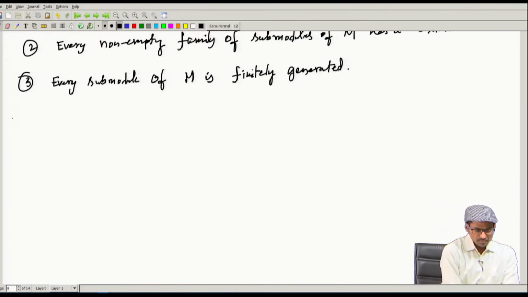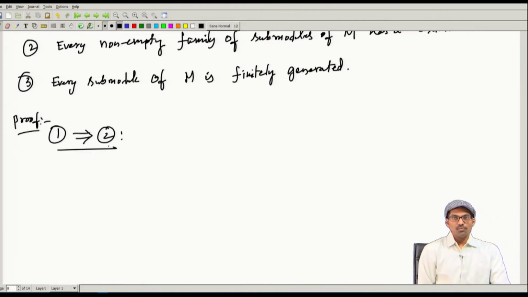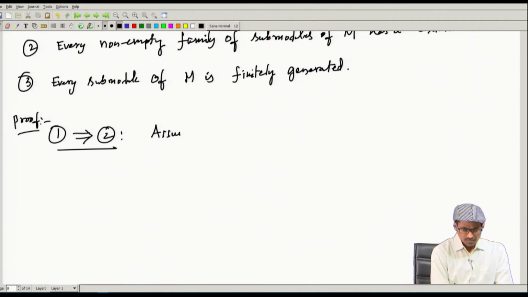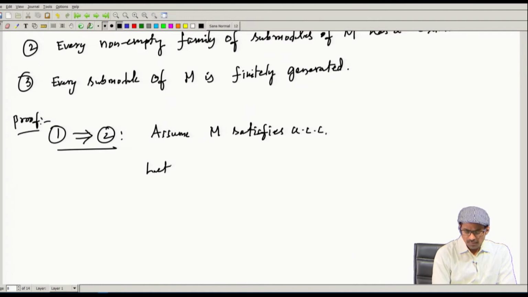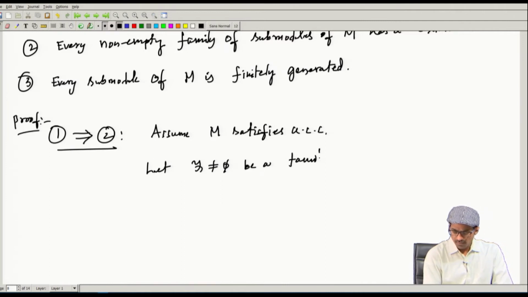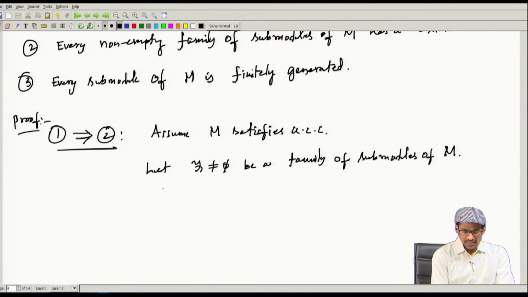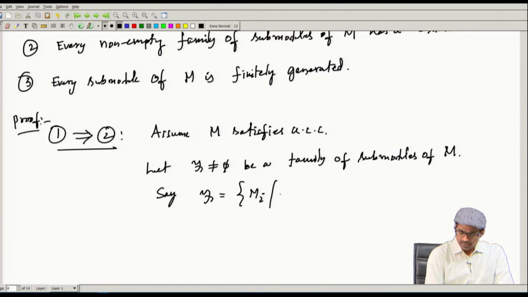First let us prove 1 implies 2. Assume M satisfies the ascending chain condition for its submodules. Let us start with a family. Let F be a non-empty family of submodules of M, say F equal to M_i, where i belongs to some index set I.